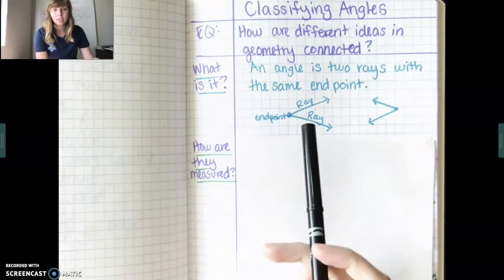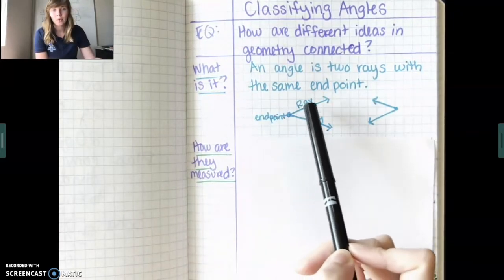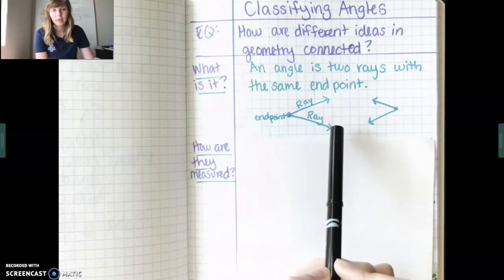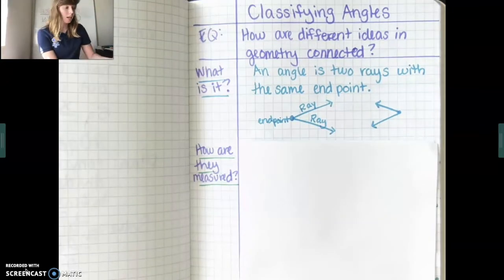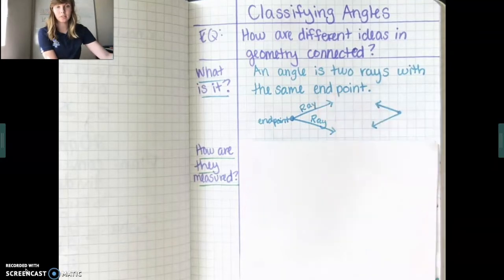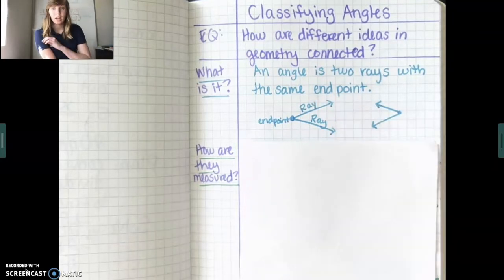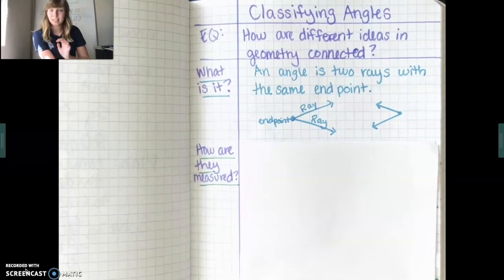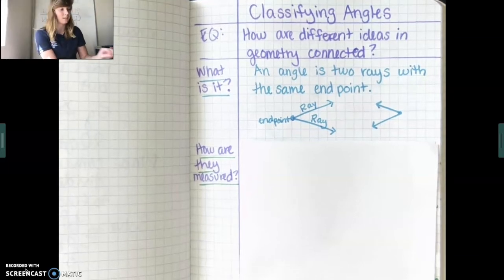This is what an angle looks like. You have an endpoint and you have a ray coming out this way and another ray coming out this way. It's also okay to have the angle flipped the other way. You can have the endpoint here and the rays going out to the left. Angles look very different depending on how you draw the angle. So you'll see lots of different angles as we go through this lesson.